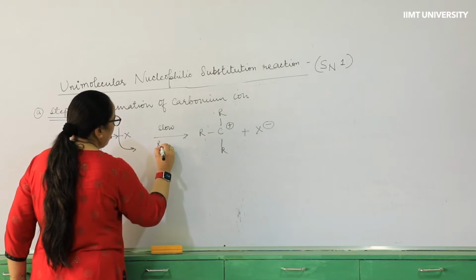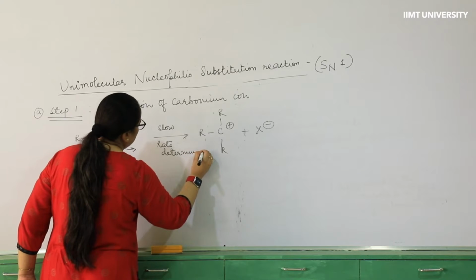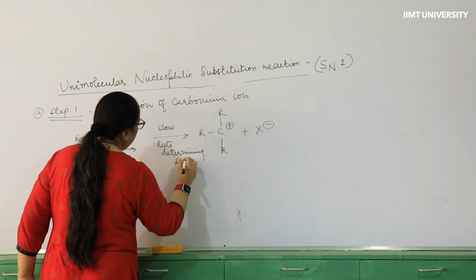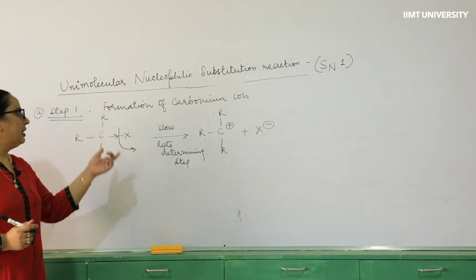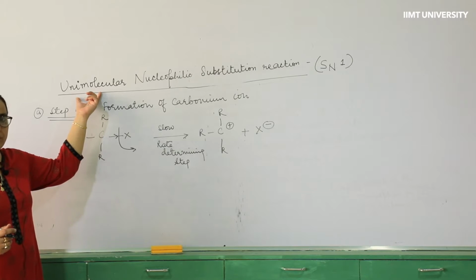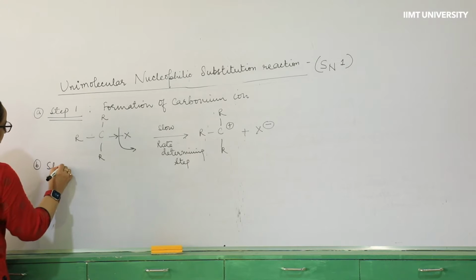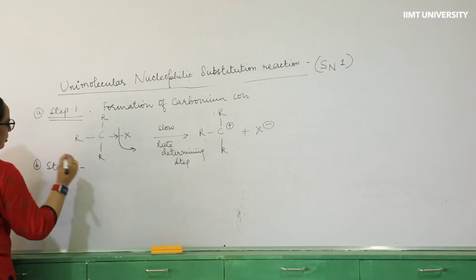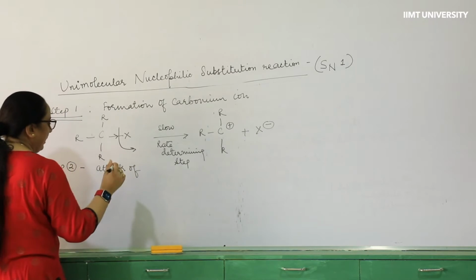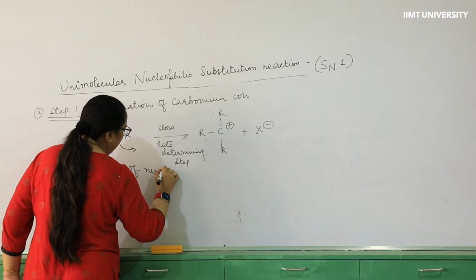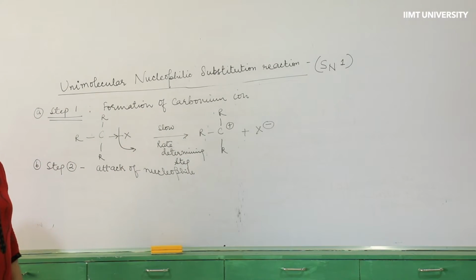Slow step is always the rate determining step. And here in the rate determining step, as only one molecule of the alkyl halide is involved, it is a unimolecular reaction. Then step 2. Step 2 is the attack, as I have just explained, attack of nucleophile on the carbon bearing the positive charge.